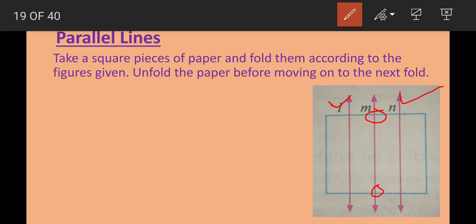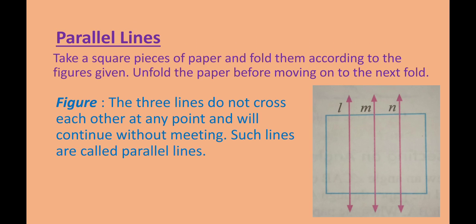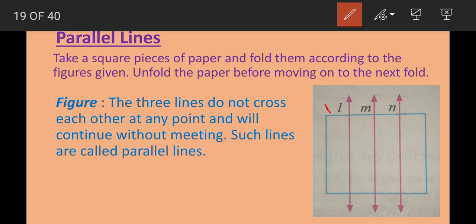Look here. When you unfold the paper, we get three lines, and the three lines are L, M and N. These are the three lines which do not cross each other at any point, and will continue without meeting. As you have folded this paper from the top and bottom, we can say that these lines never cross each other. Such types of lines are known as parallel lines.